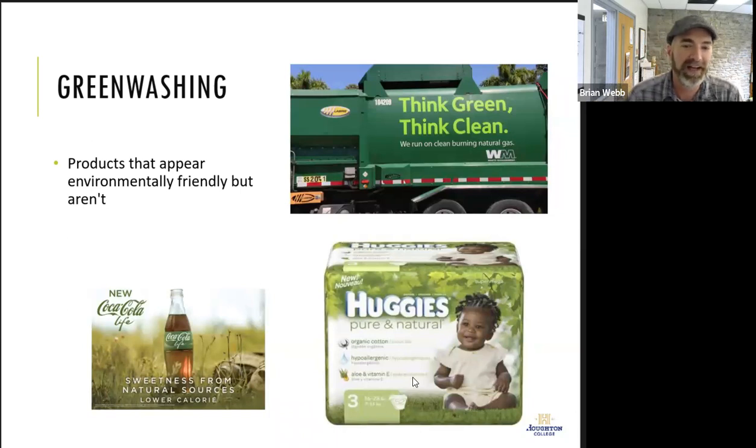And you'll see some examples here like this Huggies Pure and Natural. Well, there's really nothing pure and natural about a disposable diaper. Maybe it's marginally better, I don't know, because it has organic cotton. That's great. I'm sure that's better than the alternative, but you're still talking about a disposable product that's just going to go into the landfill. So this is not really environmentally friendly.